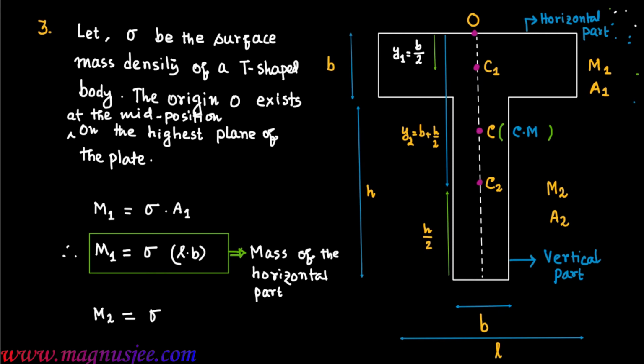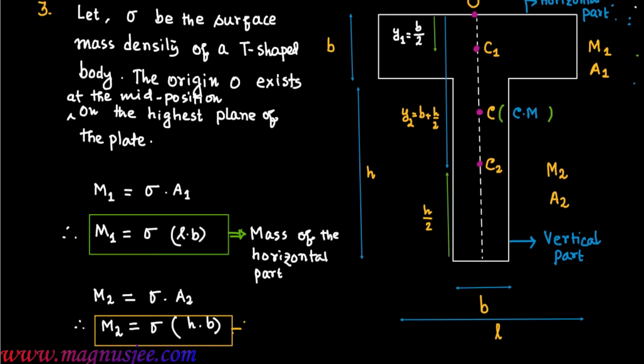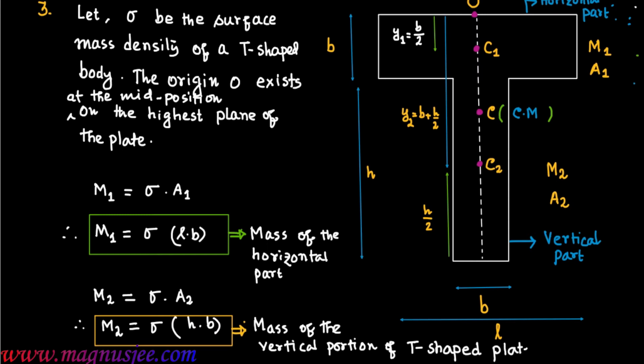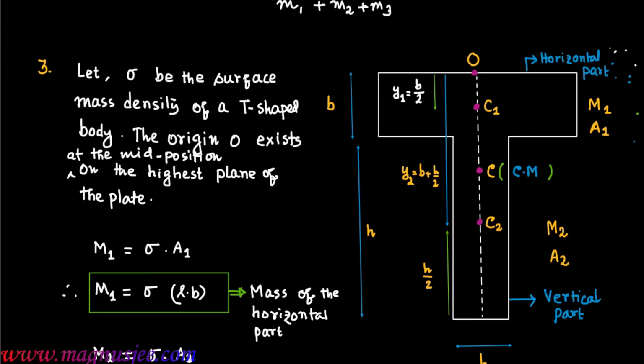Now M2 is sigma into A2, where A2 is the area of the vertical part. M2 equals sigma dot H dot B, which is the mass of the vertical portion of the T-shaped plate. Sigma is the surface mass density, or mass per unit area, of the plate.